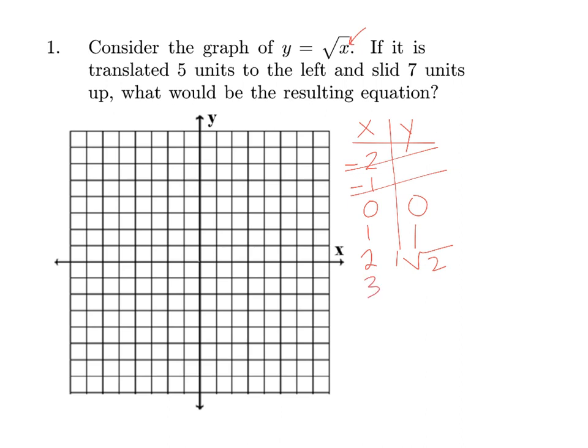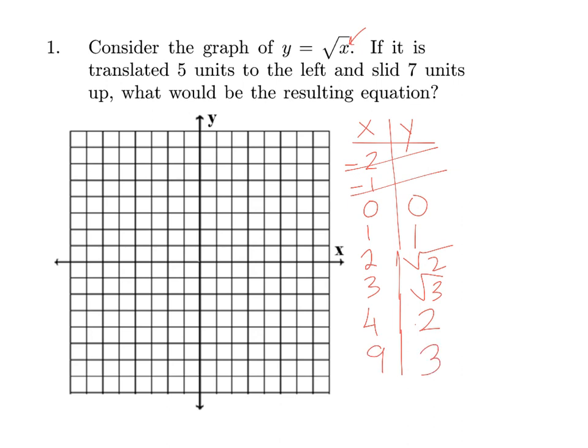Or if I plug in 3, I get the square root of 3. If I plug in 4, I get the square root of 4, which is 2. So then I get a whole number. All right, and then you want to think about what other numbers you can plug in so you get a whole number back. That would be 9. The square root of 9 is 3.